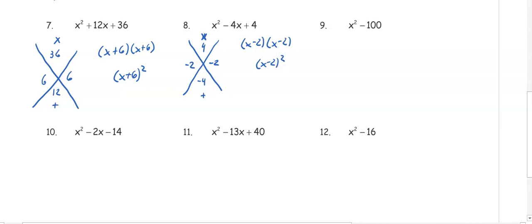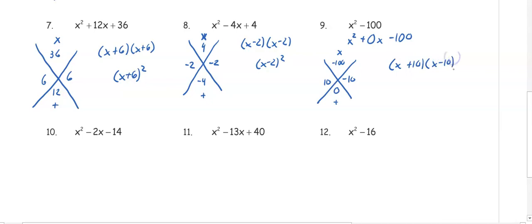In number 9, we don't have an x term. So if I rewrite this, this would become x squared plus 0x minus 100. So what multiplies to negative 100 and adds to 0? It has to be the same number, 10 and 10. One of them has to be negative. So we have x plus 10 and x minus 10.